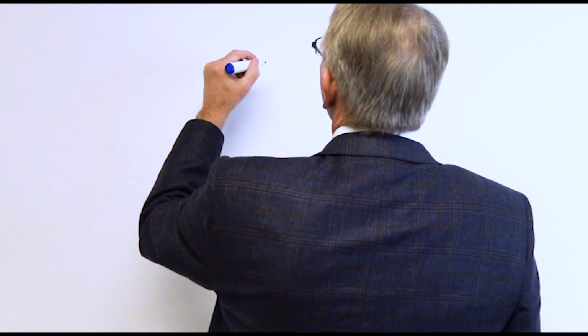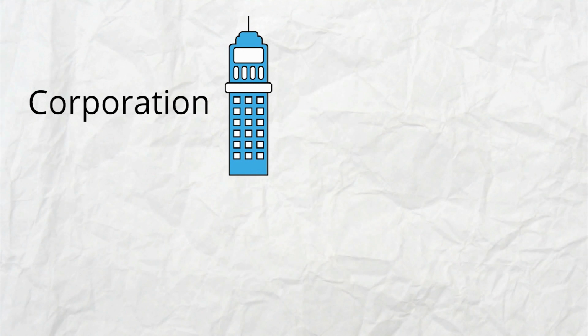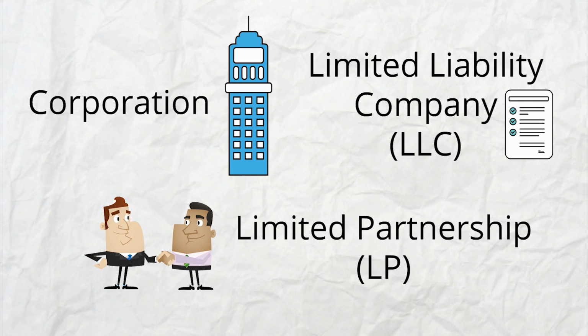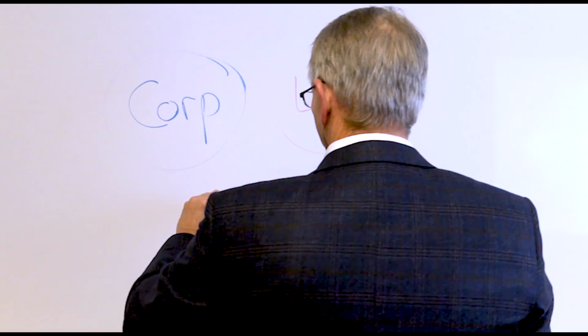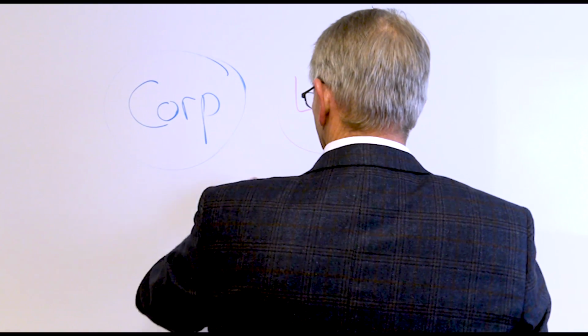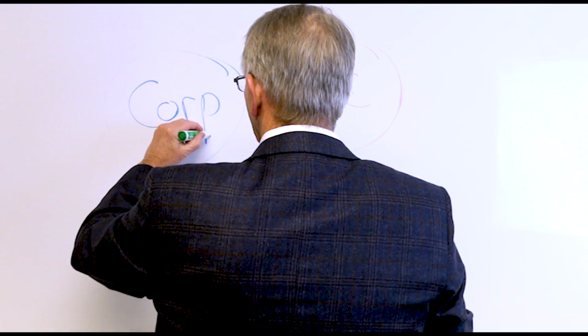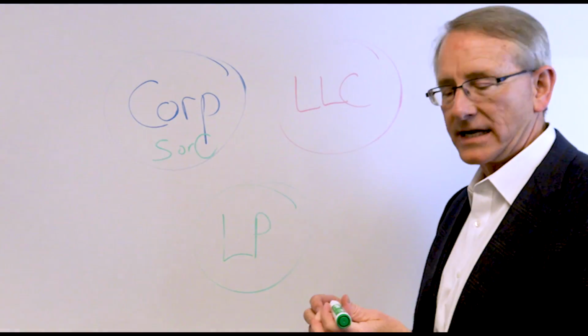So we have the corporation, we'll just abbreviate it as Corp. We have the LLC, and we have the LP, the limited partnership. And the corporation can be an S or a C, all right? And that just relates to taxation.